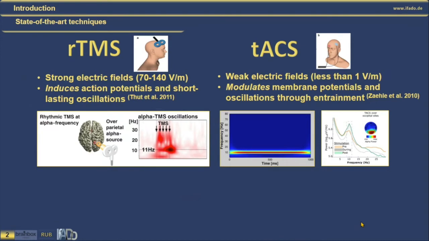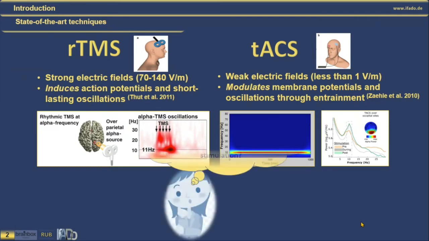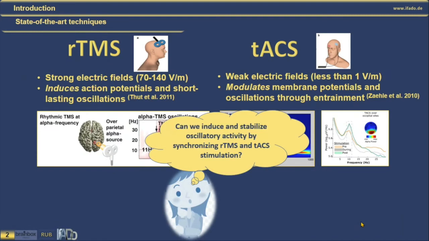Therefore, we thought about finding more spatially and temporally specific methods to be useful for changing rhythmic activity, because right now there are no proper tools for that. So our hypothesis was that maybe we can induce and sustain the desired narrowband frequency in the brain by combining these two techniques simultaneously.